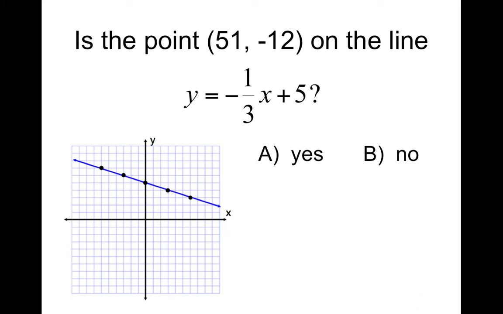But remember, this equation, y equals -1/3 x plus 5, is shorthand for all the different xy pairs that fall on the line. If any set of numbers, x and y, make this equation true, then the point has to be on the line. (51, -12) is an xy pair. So grab a pencil and some scratch paper and see if you can figure out if this point is on this line.